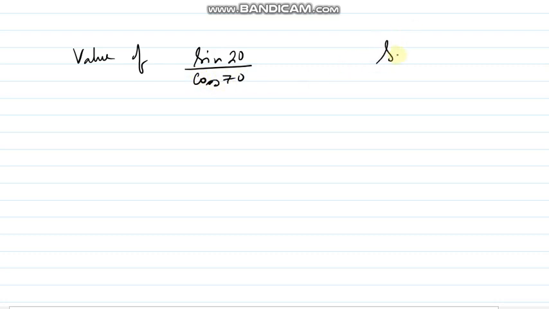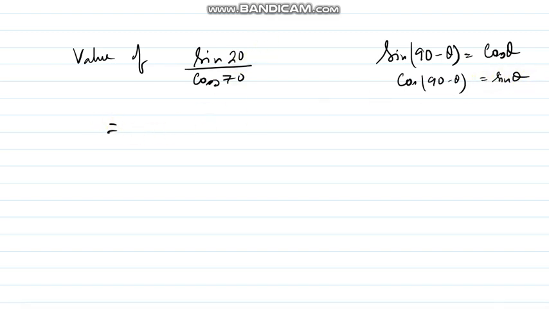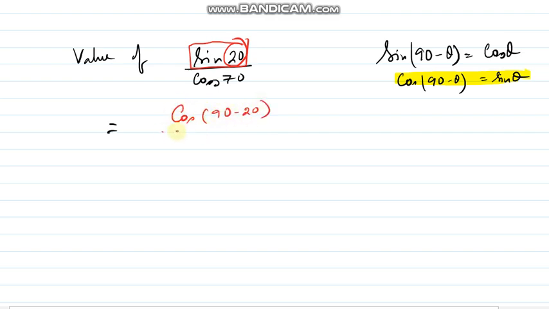The formula we know is sin of 90 minus theta equals cos theta, or cos of 90 minus theta equals sin theta. Both ways I can apply. So just check, if I want to apply the formula sin theta equals cos of 90 minus theta, I will write the numerator sin theta. What is my theta here? 20. So sin theta will be cos of 90 minus theta divided by cos 70.